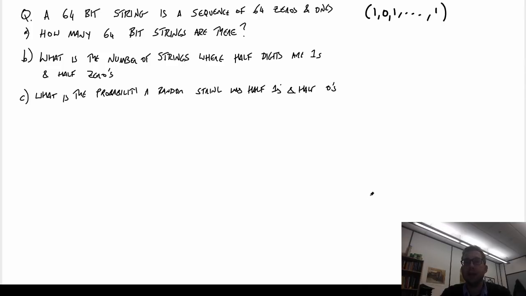And then a question we have is, what are the number of strings where half of the digits are ones and half of the digits are zeros? Okay, and then finally, what is the probability that a random string has half ones and half zeros? Okay, so there are some questions on your tests which are of this nature. They're not necessarily for bits, but they're sort of yes, true, false, whatever, yes, no, this kind of thing. All right.